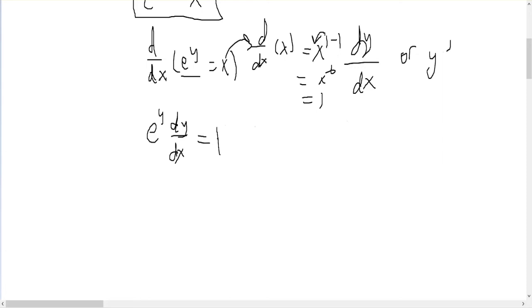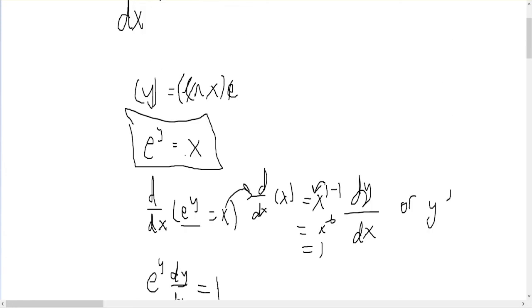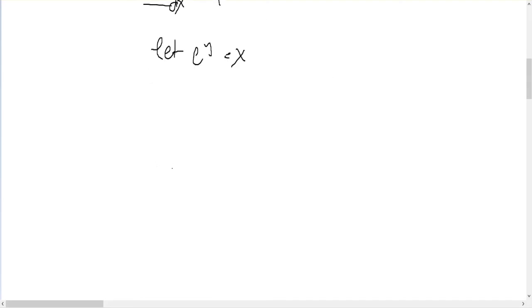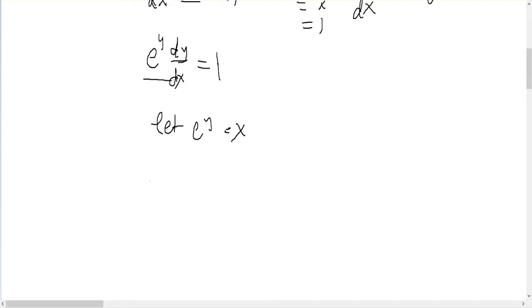So the next thing we need to think about is this statement here, e to the y equals x. If we have e to the y here, we can simply let e to the y equal x and plug it in. Because remember, we want the slope to be in terms of x rather than y. So that's why we're doing that. So we get x dy dx, and that's equivalent to 1.